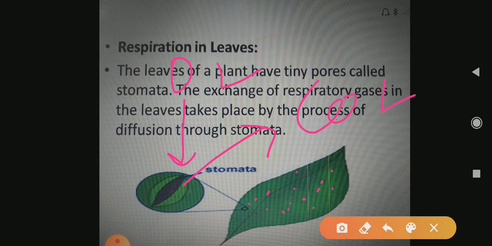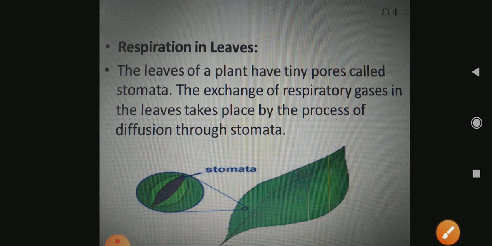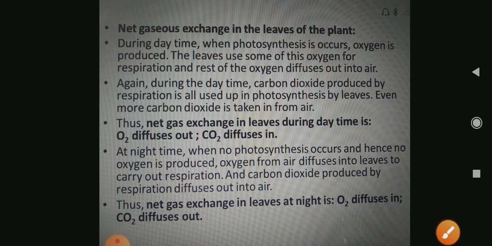Then simply we can say, root hairs are there to absorb the oxygen. Then in the stems, lenticels are there, and in the leaves, the pores which are called stomata are for the exchange of gases. Now next, net gaseous exchange in the leaves of a plant.